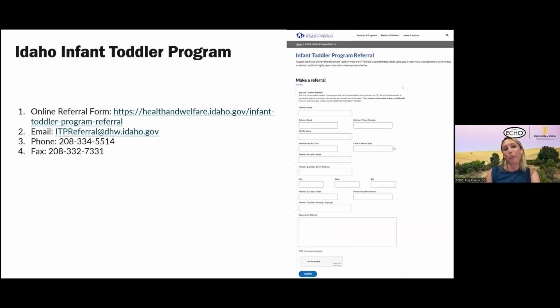Next slide. This is what it would look like if you were to put in a referral to the infant toddler program. Well, hopefully many of you have already done this. There's an online referral form, so there's a picture to the right. There's also an email that you can use, phone number, fax number, etc. So it's pretty simple to just submit a referral to the infant toddler program. Next slide.